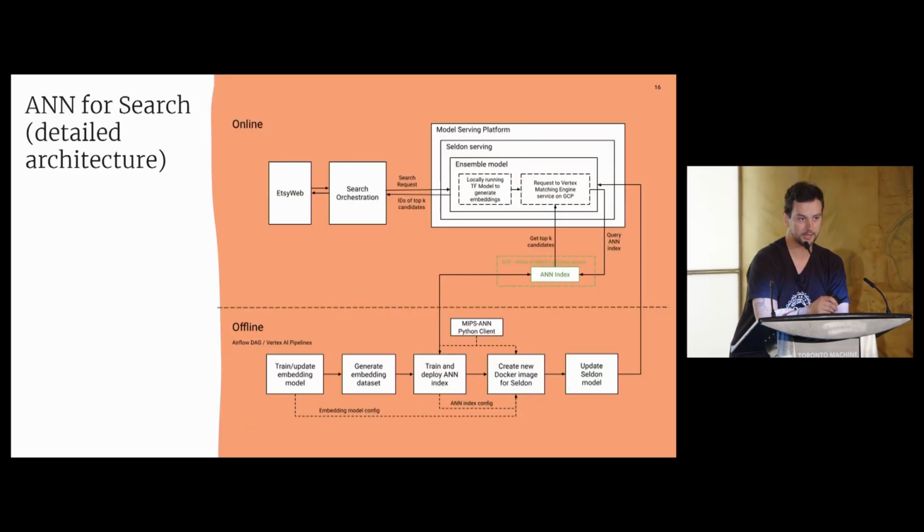Here's a more detailed architecture. I'm not going to go too deeply into all of the technologies here, but this just outlines everything that happens from a single Etsy web request to one specific type of ANN index at Etsy using Google's Vertex matching engine. So we have embeddings models trained daily, and rebuilding these indices that our search orchestration and ML model serving tools can use to essentially fetch nearest neighbors and then pass them off to a ranking model to be scored.